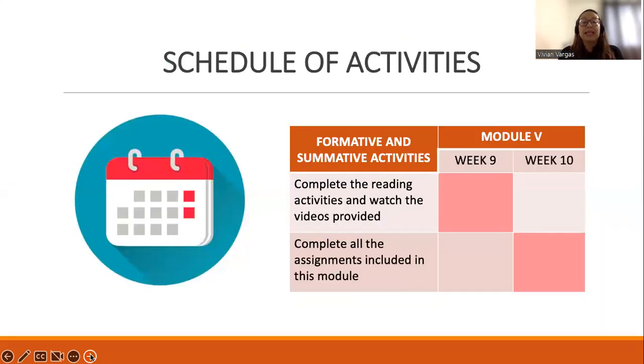And then the schedule of activities is going to be weeks 9 and 10, where you're going to be very happy because you're almost over. But you are going to be also very happy because you're going to say, wow, I hadn't learned all these things, and I had the opportunity to learn them in these 10 weeks.